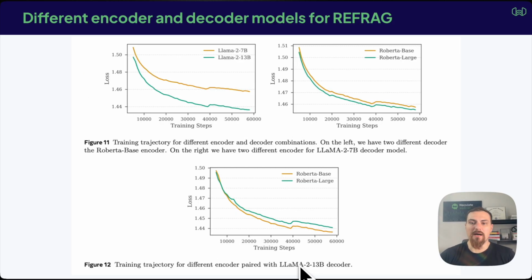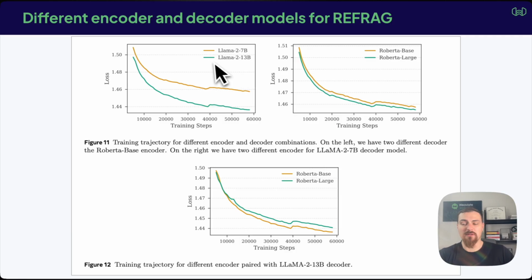And then showing different encoder and decoder models. So exploring the RoBERTa base or RoBERTa large embedding model, and then showing the Llama 2 7B versus Llama 2 13B decoder model. And it looks like 13B is easier to train. So that's definitely interesting. I mean, as you'd expect, larger model, generally more capable. And so anyway, just understanding the impact of the different embedding models.